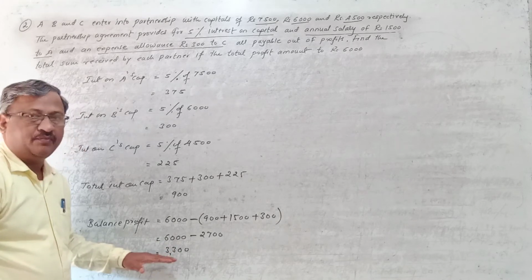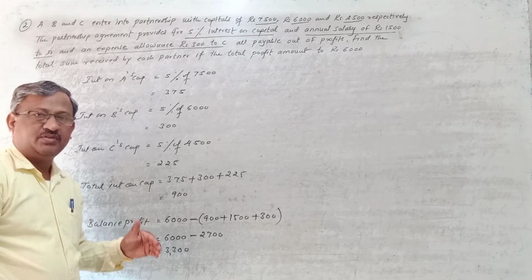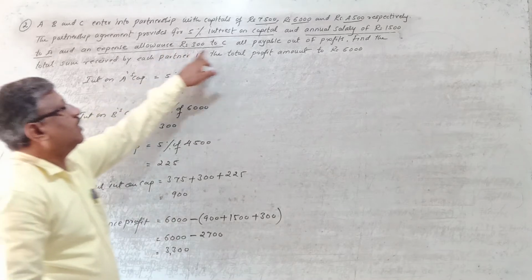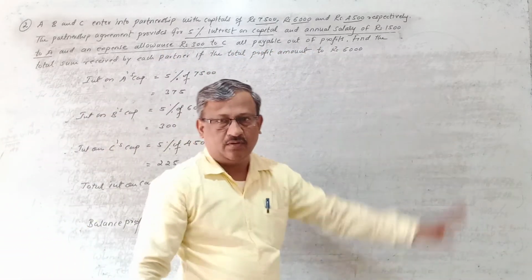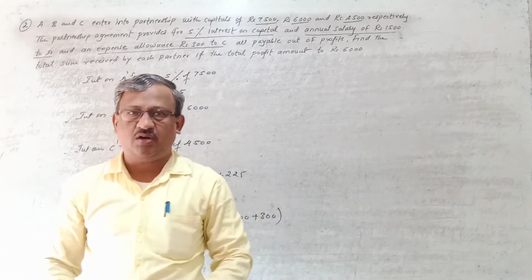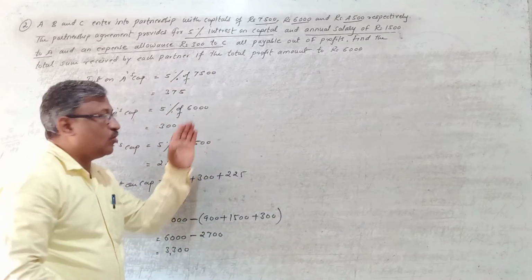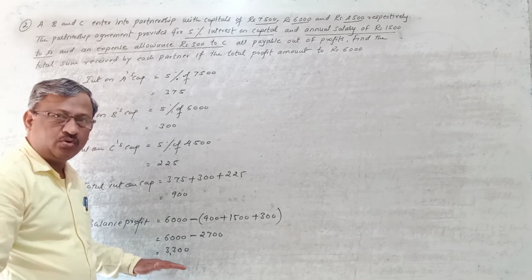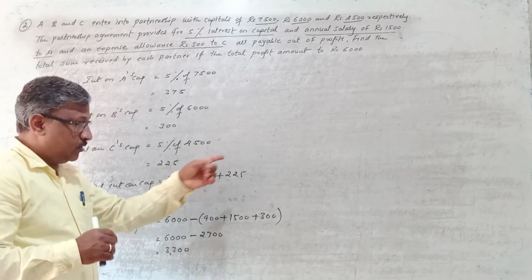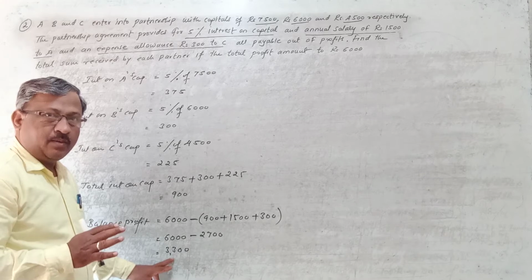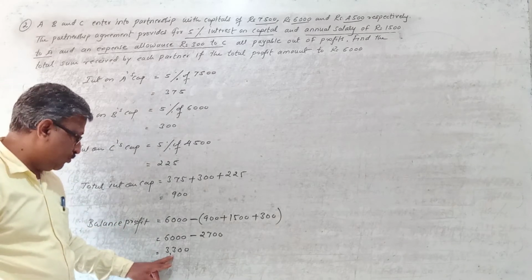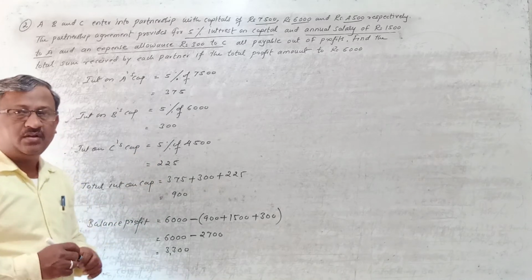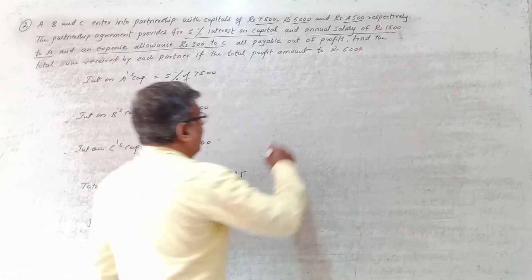Now this remaining profit we will have to distribute again among these three partners in which ratio? In the capital ratio. Now here they have not mentioned about the balance profit, right? What to do of the balance profit is not mentioned here. So though they have not mentioned, we have to distribute, right? We have to distribute among the three partners, right? So let's distribute this balance profit among these three partners in which ratio? In the capital ratio. So first we calculate the capital ratio.